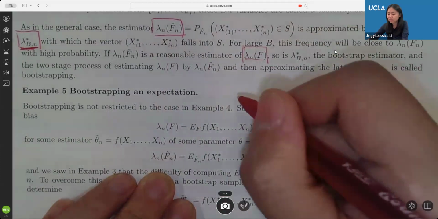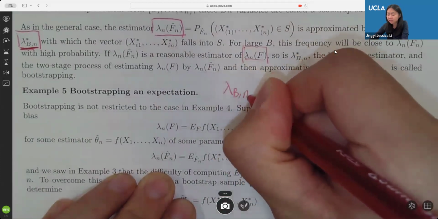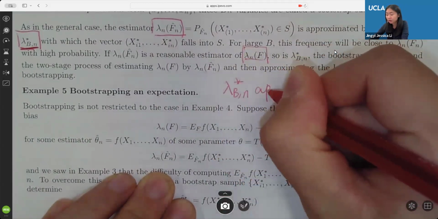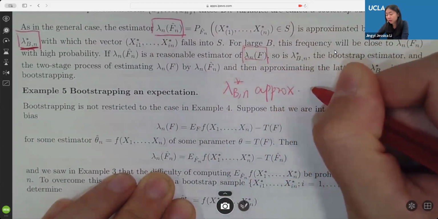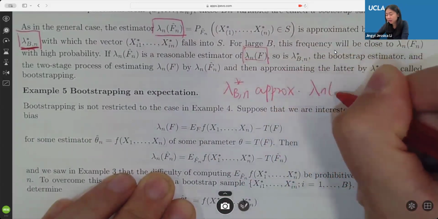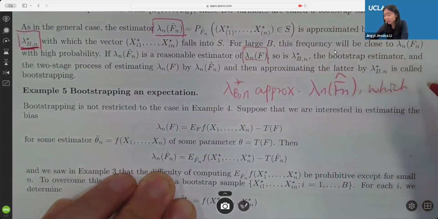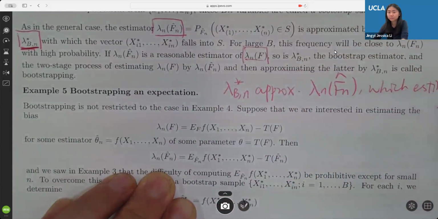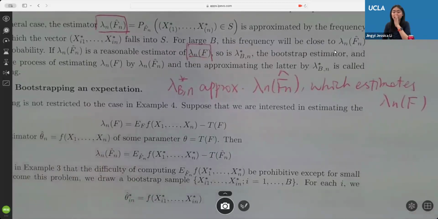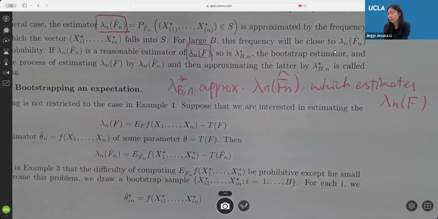Let me summarize a little bit. Lambda Bn* approximates lambda n fn hat, which estimates lambda n f. So there are three things here. We use two ideas: Monte Carlo approximation and plugin estimation.